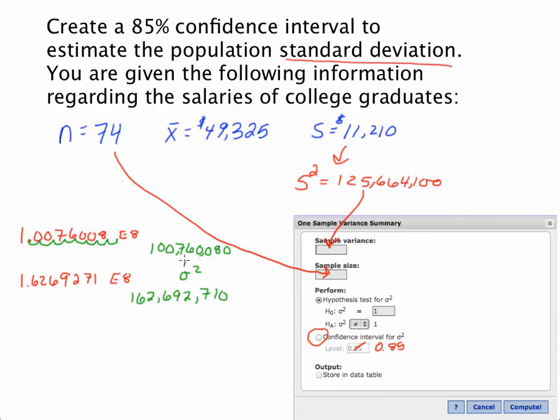So the population variance we would expect, with an 85% confidence, to be contained between these two numbers. We don't want as our final answer the population variance, we want the population standard deviation. So what I'm going to do is take the square roots of these numbers, and that would give me the population standard deviation. Okay, so I'm going to put these numbers into my calculator.